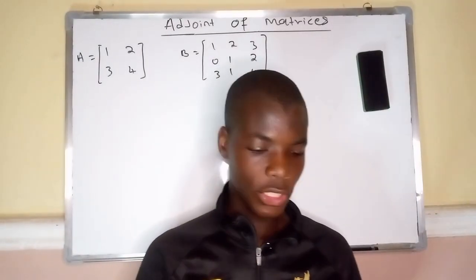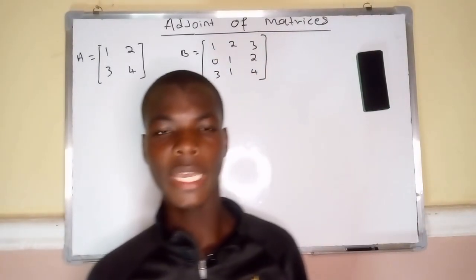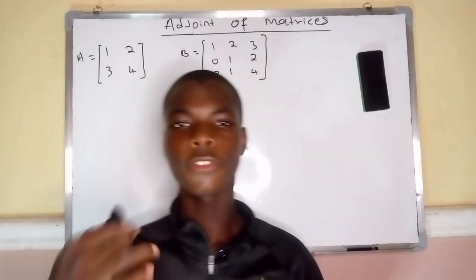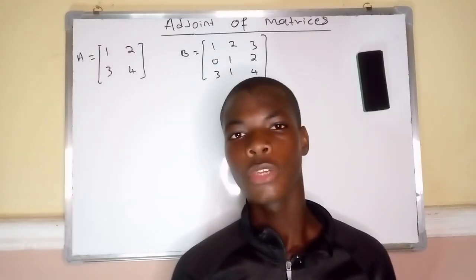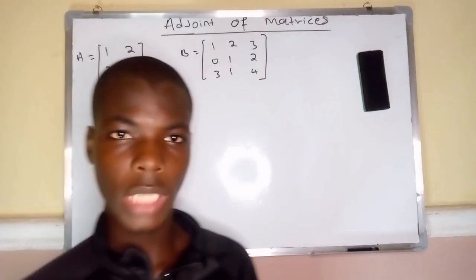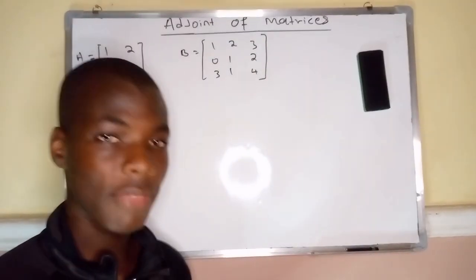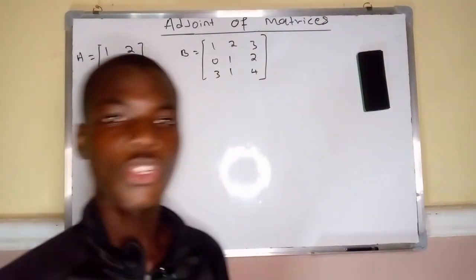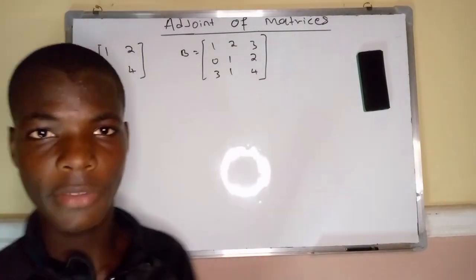Hello, good day viewers. In this tutorial, I will let you know how to find the adjoint of a matrix. To find the adjoint of a matrix, you first have to know how to find the minor of the matrix, then how to find the cofactor of each element, and then transpose the matrix so that you can find the adjoint of the matrix.